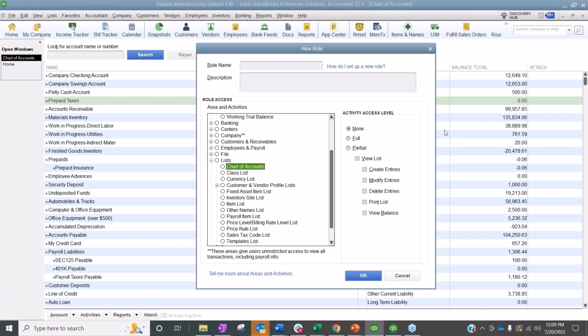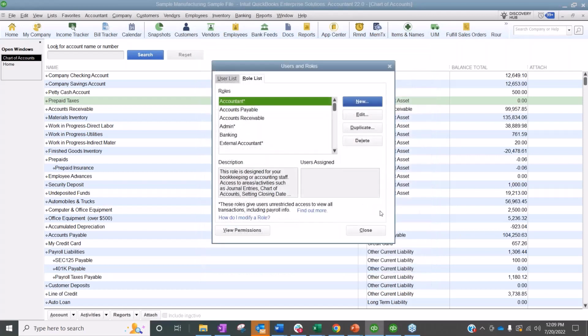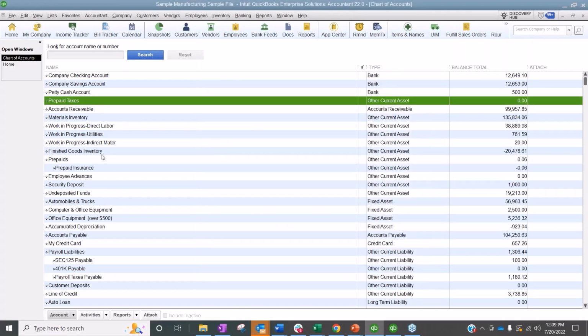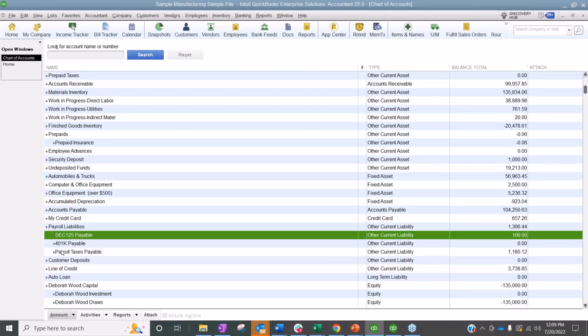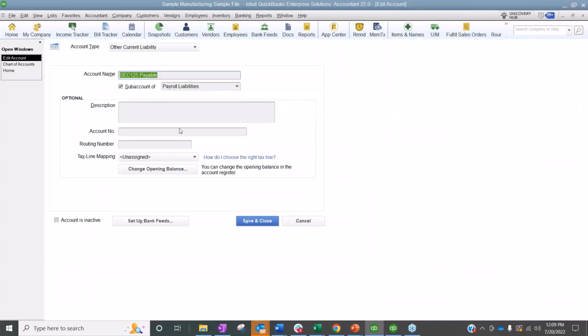So speaking of header and sub accounts, hopefully everybody is aware of this. Here you see payroll liabilities. That's what we call a header account, and underneath it you can have sub accounts. So SEC 125 is a sub account of it. If I were to edit this, there is a little checkbox that says sub account of, and that's what makes it a sub account of payroll liabilities.